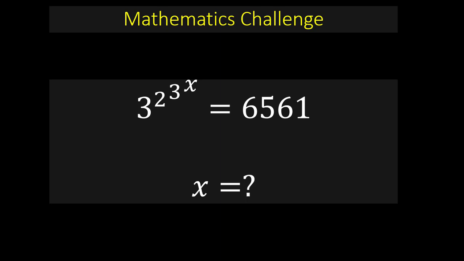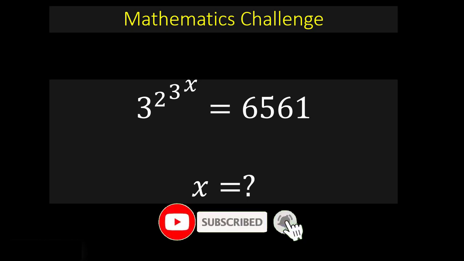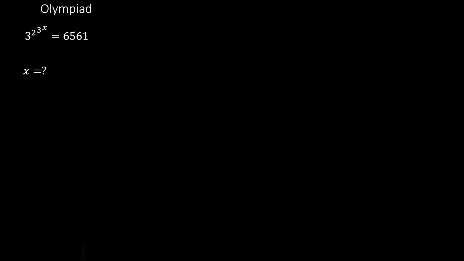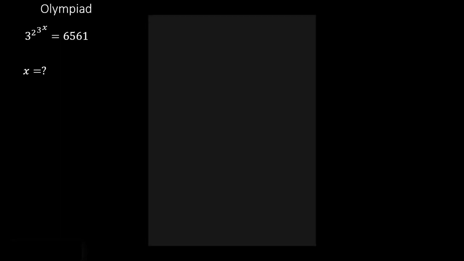In this discussion we are going to look at the problem (3^2)^3 raised to the power x is equal to 6561. Here we are looking for the value of x. So let's proceed. Let's put our question down first.